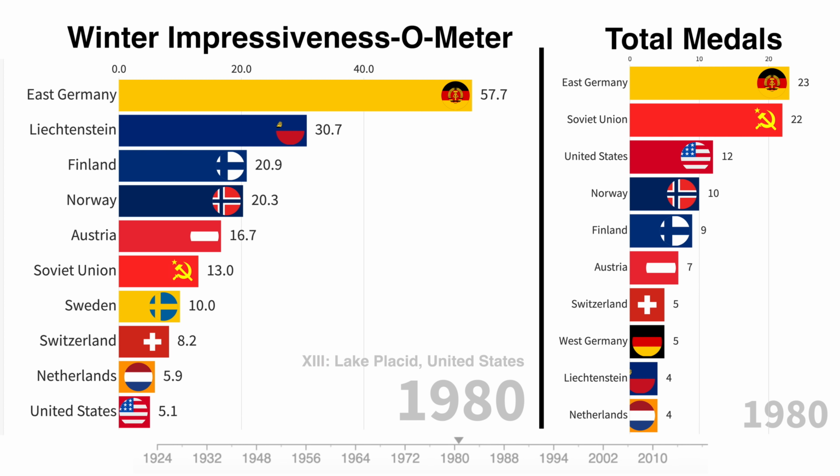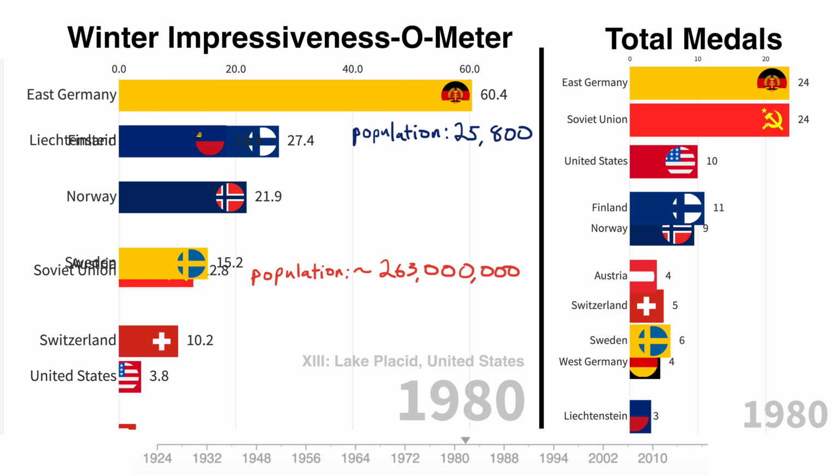And if we could just pause here to let me brag for a second, I think this is a great example of how the impressiveness-o-meter is a very inclusive ranking system. At this time, the Soviet Union has over 10,000 times more people than Liechtenstein, and yet they're both in the top 10.